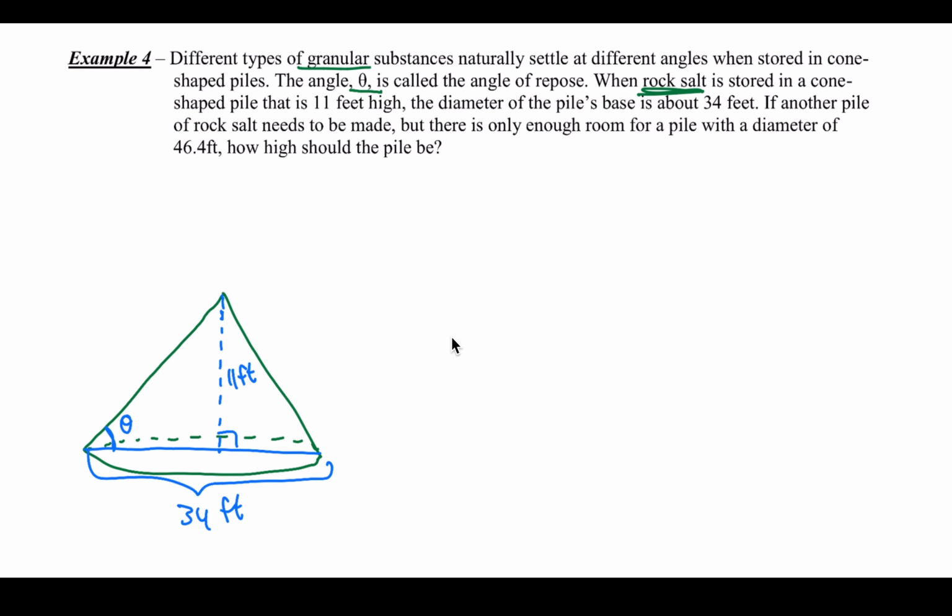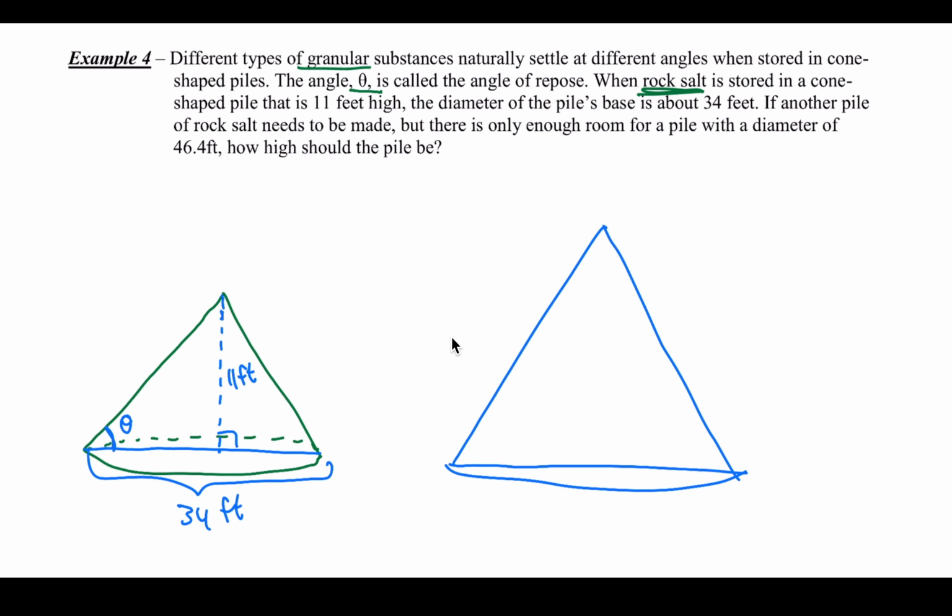So if I want to make another pile of rock salt, and there's only enough room for a diameter of 46.4 feet, how high should this be? How high should this be? That's the question. What's the height there?